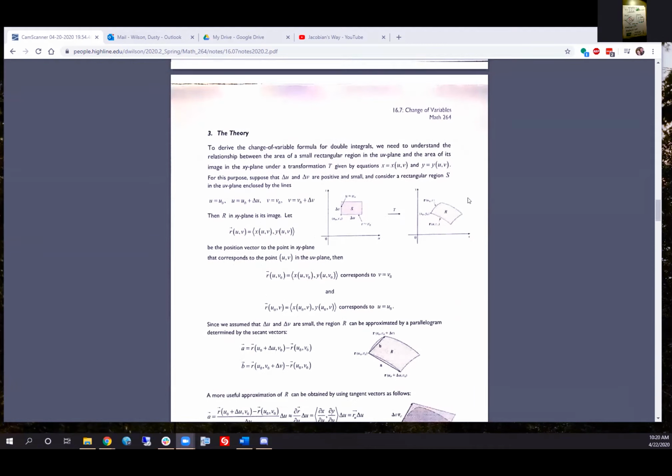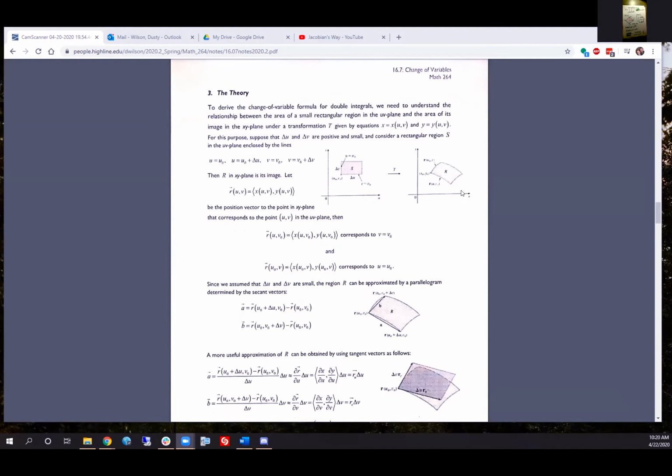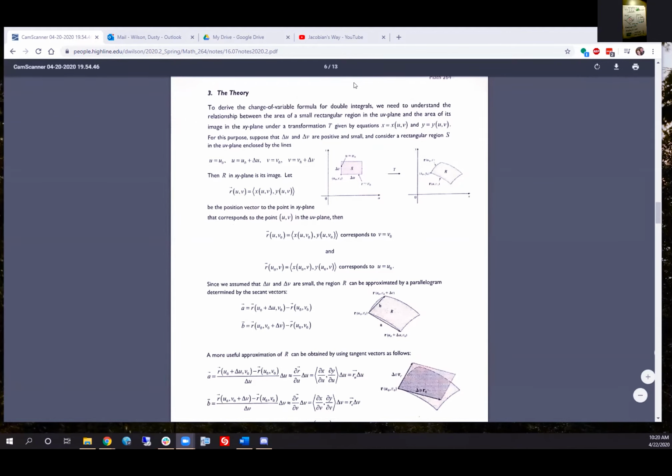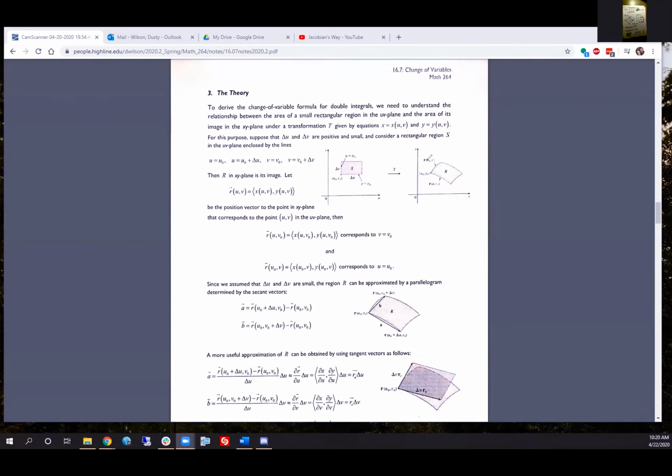So I want to briefly talk about the theory here. If you go to the book, there is a long derivation of where this formula comes from, and I simply want to point to one little piece of it that'll actually come up and be helpful to us later. In order for this to work, we take these funky little patches. It ends up being called a patch. And we say that patch is approximately a parallelogram.